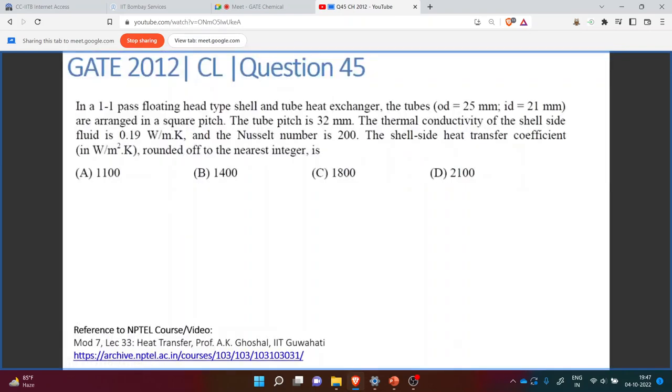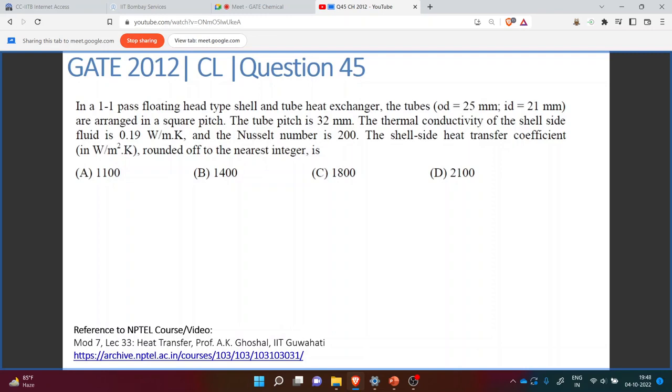We are solving question 45 of GATE 2012 chemical engineering paper. The question is, in a 1-1 pass floating head type shell and tube heat exchanger, the tubes with outer diameter 25 mm and inner diameter 21 mm are arranged in a square pitch. The tube pitch is 32 mm. The thermal conductivity of the shell side fluid is 0.19 watt per meter Kelvin and the Nusselt number is 200.